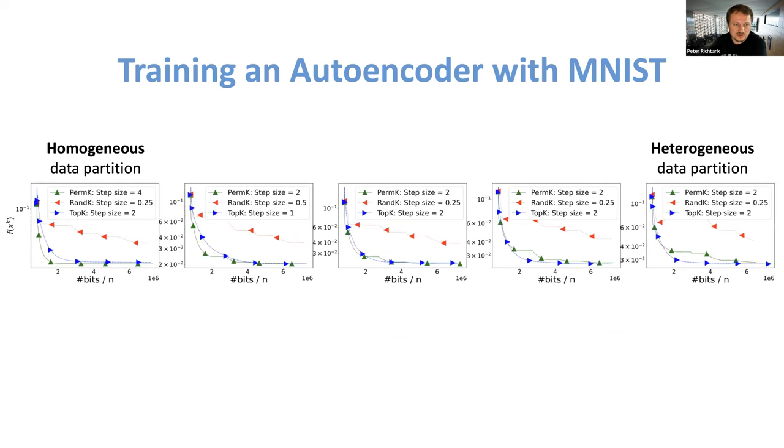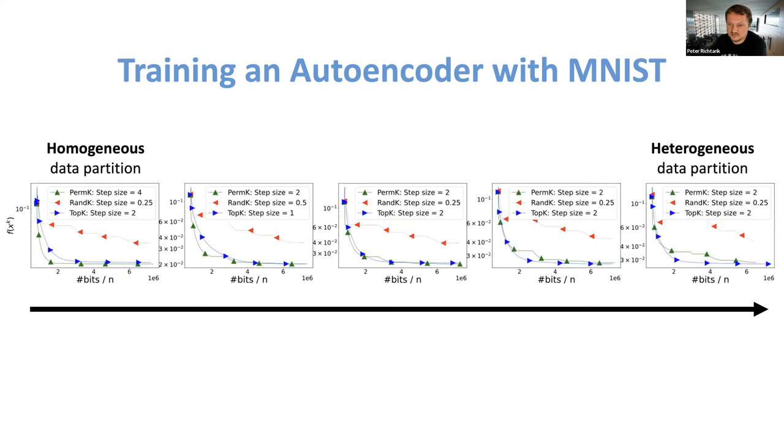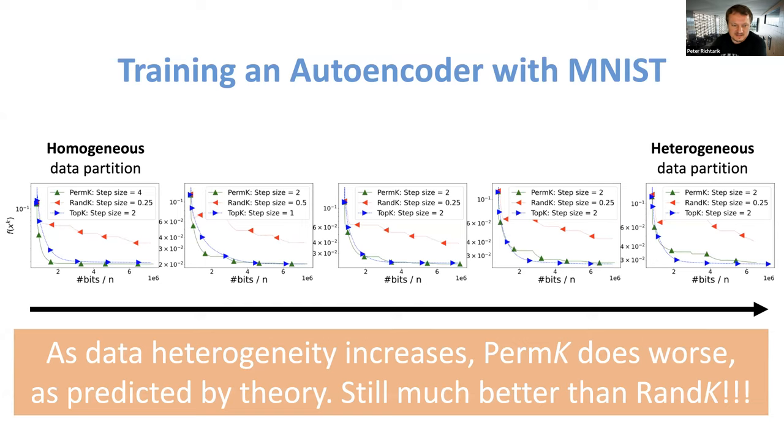And as you start going from homogeneous partition to more heterogeneous partition, what happens is that top K catches up, and for a very heterogeneous data partition, top K is better than permutation K. But top K is used then with error feedback. And as I said, we still don't understand why top K does so well. There's no theory which supports this. As I said, as heterogeneity increases, permutation K does worse, but this is exactly what the theory predicts. So we're happy with this result, even though top K eventually overtakes random K.